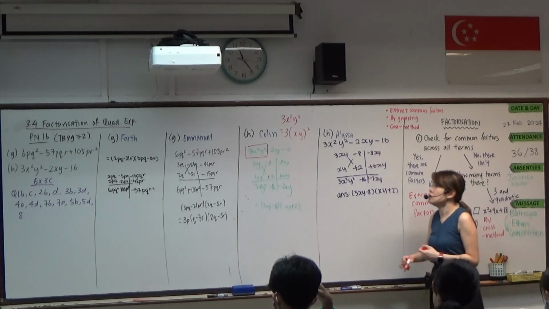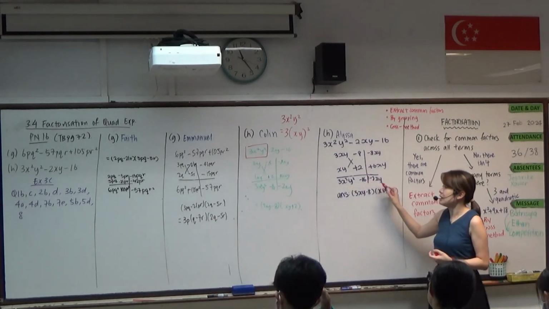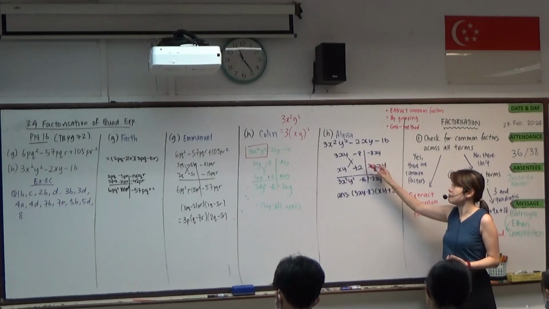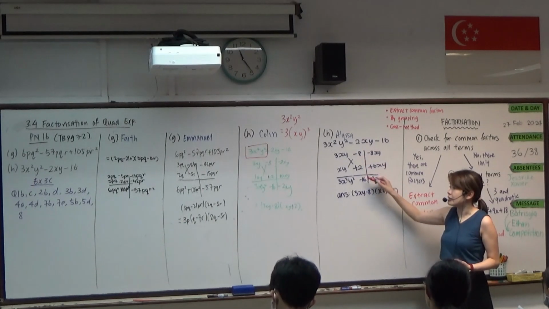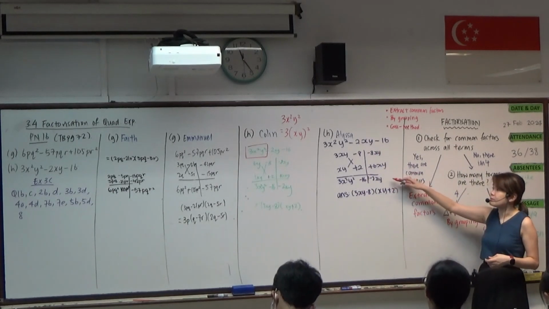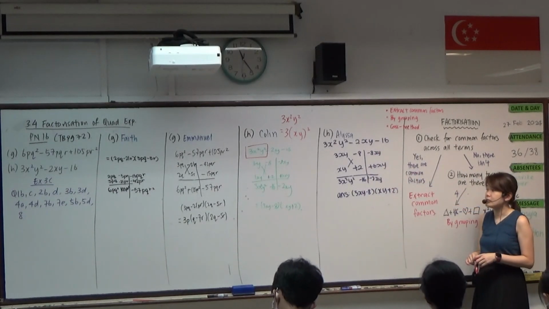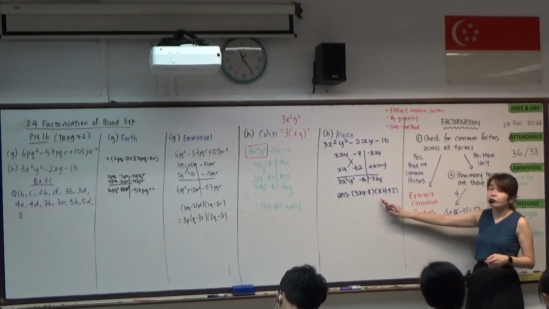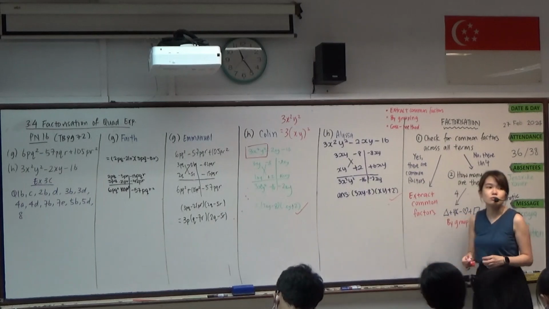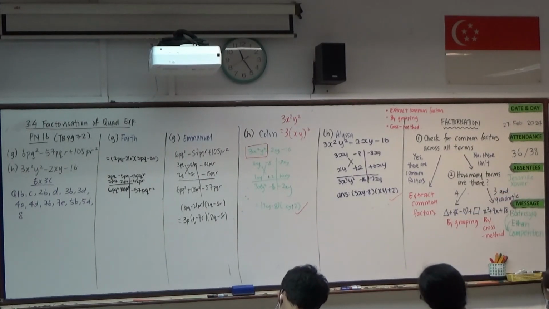After that, filling out the rest of the table, we will get this. Then we need to determine what will give us 16. So 8 and 2 gives us 16, and then we do a cross method such that we can get this answer itself. So the answer will be 3xy minus 8 times xy plus 2. Right? Questions?